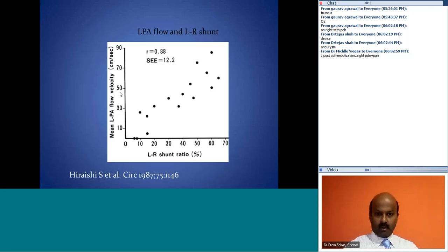Hiroshi et al. in 1987 published a very nice paper where the velocity of the blood flow in the left pulmonary artery in diastole in infants and neonates with PDA correlated very well with the left-right shunt ratio. So this is another useful marker for quantifying the ductal shunt.